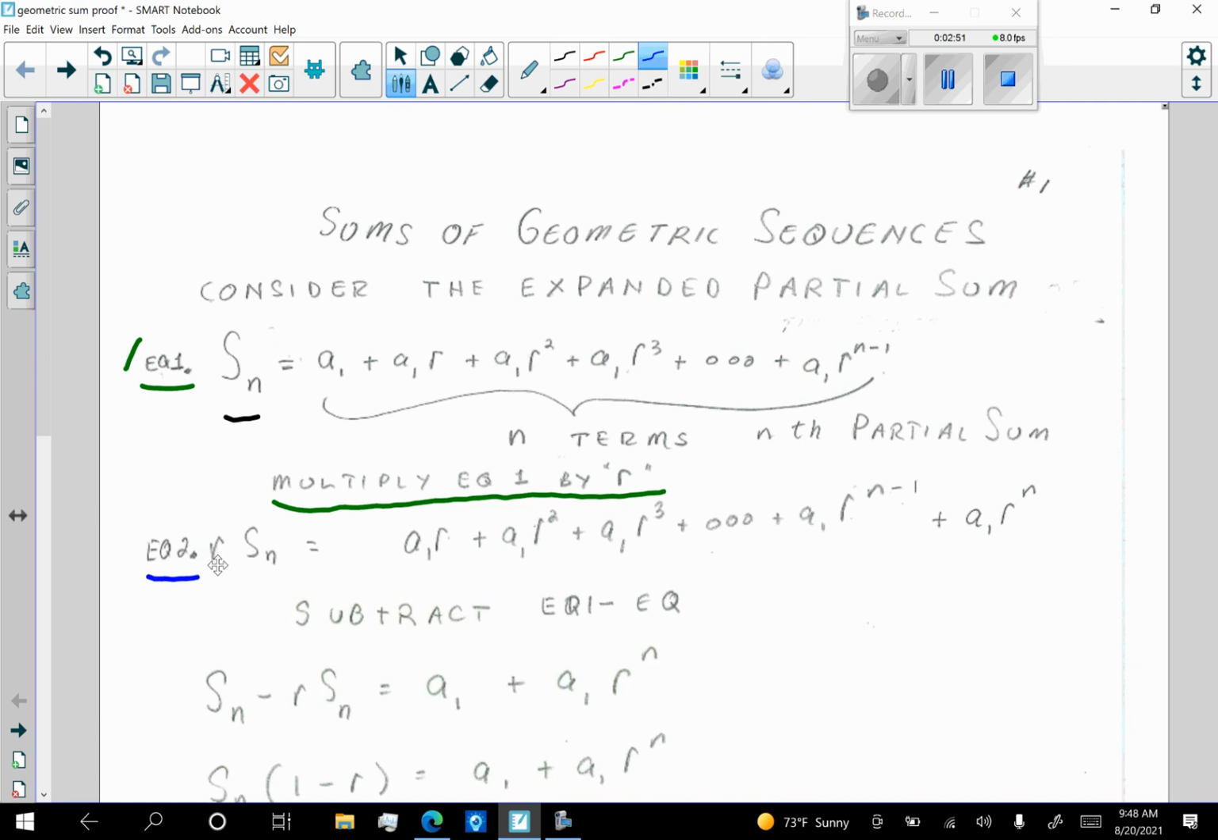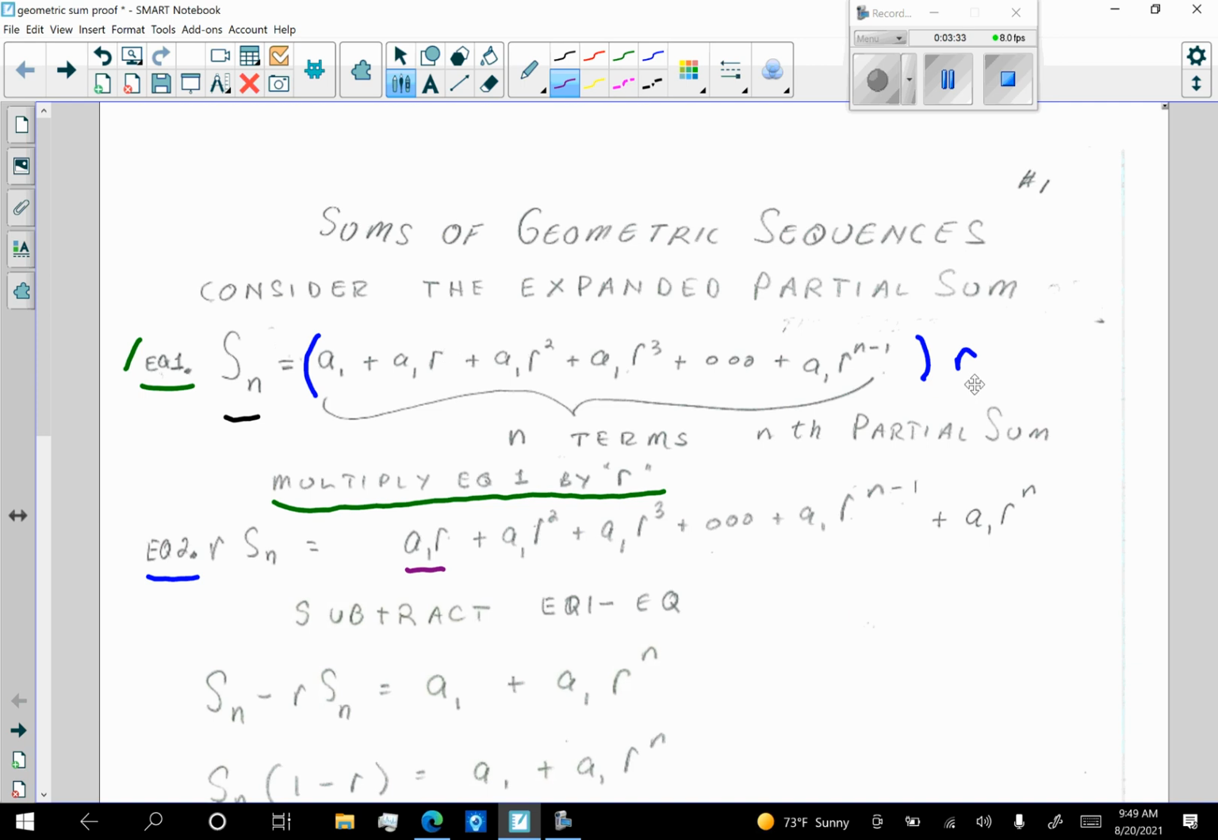And you notice I multiplied this partial sum by r, and now I'm going to multiply each of these terms by r. If I take r, do the distributive property, and multiply by a sub 1, what do I get? I get a sub 1 r, right? And I'm going to explain why I slid it over. I slid it over because I want it to match up with this a sub 1 r.